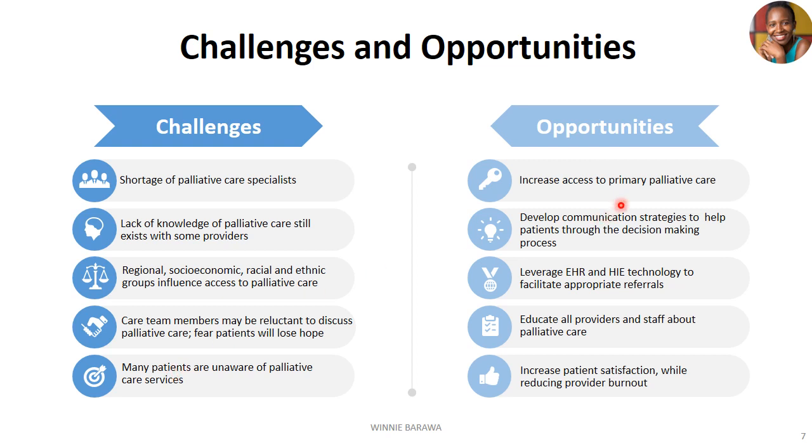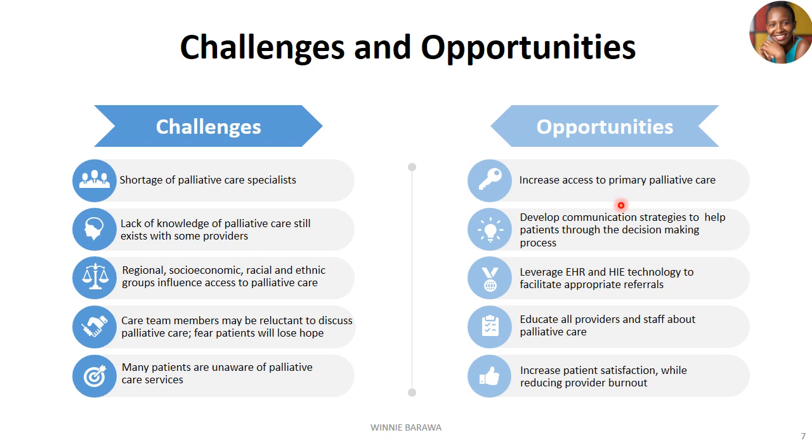So what opportunities can we therefore leverage on? Number one, we have the opportunity to increase access to palliative care as part of our primary health care services. Apart from having the main frontline consultation rooms, we can also open a palliative care consultation room. And then the other bit is to develop communication strategies to help patients through decision-making processes. And you can also leverage technology to facilitate appropriate referrals. That is enabling a patient to understand that apart from the normal referral system that the patient knows, they can facilitate through other methods, that is going for palliative care or seeking support services from the facility.